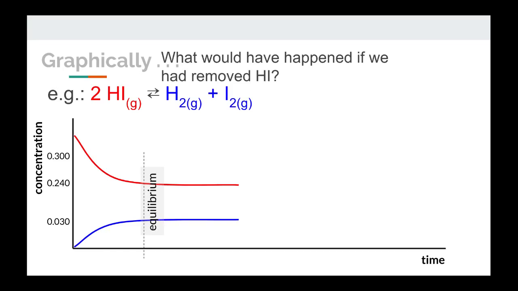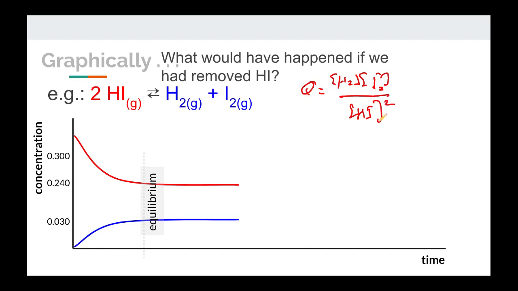Here's another question to ask. What would have happened if instead of adding something, we had removed something? Let's say we had removed HI. Let's think about what that would do to Q. Remember that Q is the concentration of H2 times the concentration of I2 divided by the concentration of HI squared.